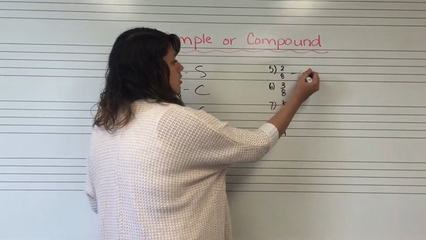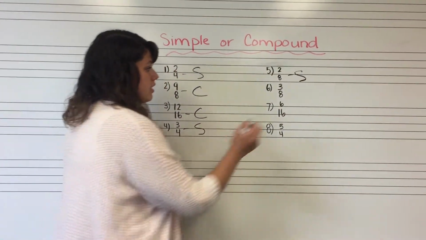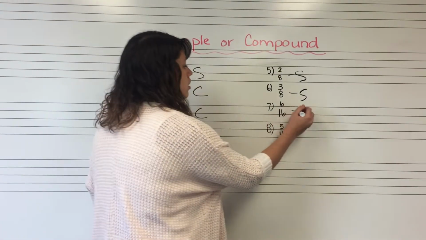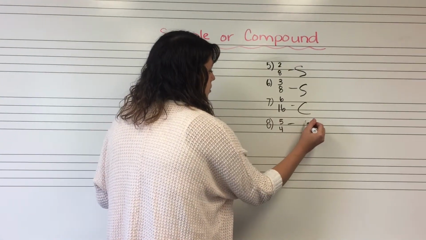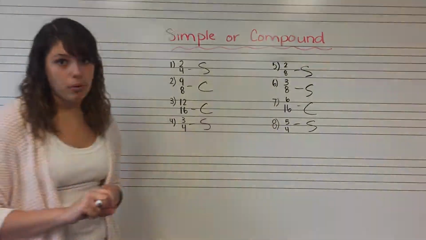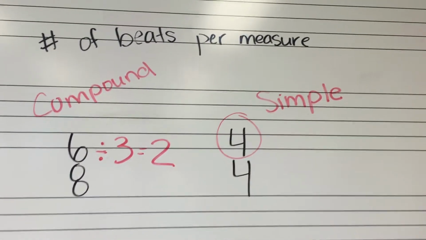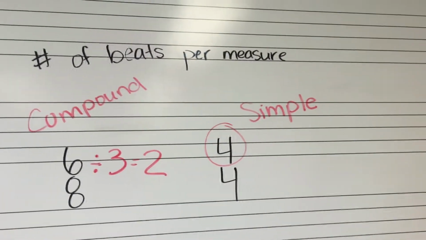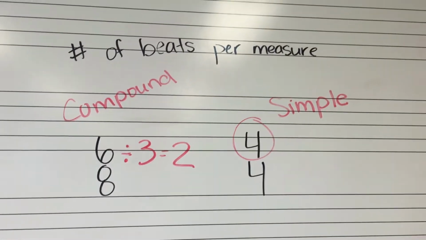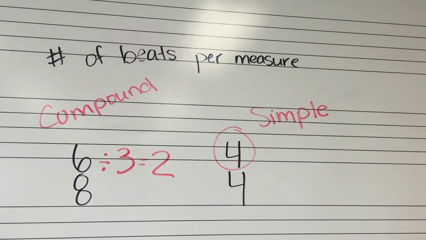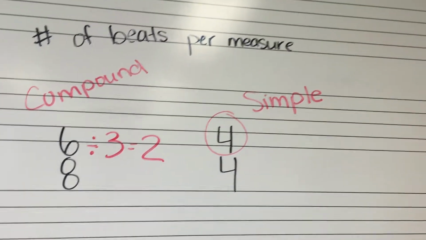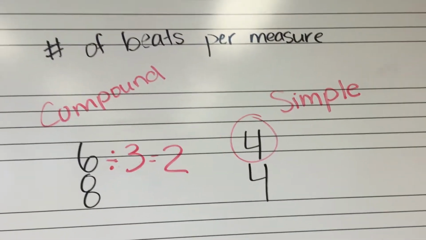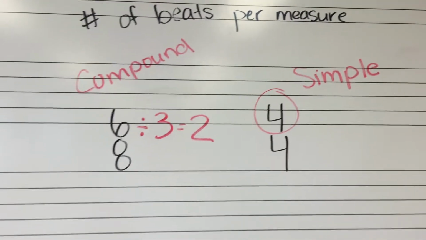Number 5, simple. Number 6, simple. Number 7, compound. And number 8 is simple. Now that you understand how to distinguish if a time signature is compound or simple, we can figure out the number of beats per measure. In simple time, the upper number shows the number of beats per measure directly. So for 4/4, the upper number is 4 in simple time. Therefore, there are 4 beats per measure.